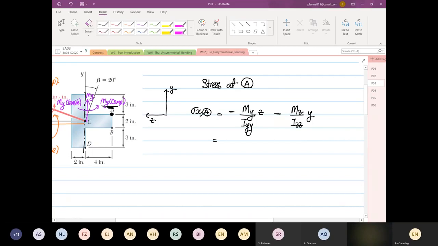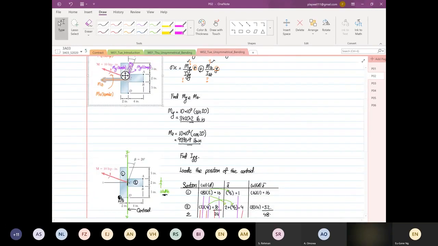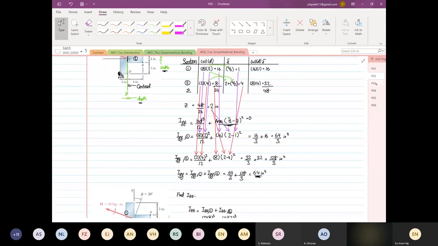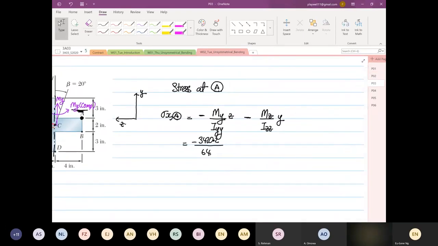So our My will be equal to minus My, which is 3420, divided by IYY. So we have found our IYY to be what? Our IYY to be 64. Is our IYY equal to 64? Let me check. IYY 64. Yep. Okay.